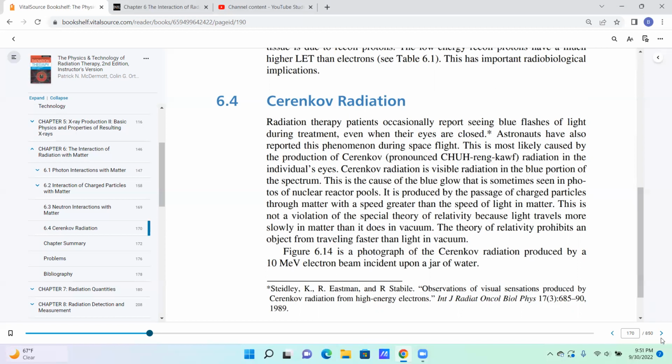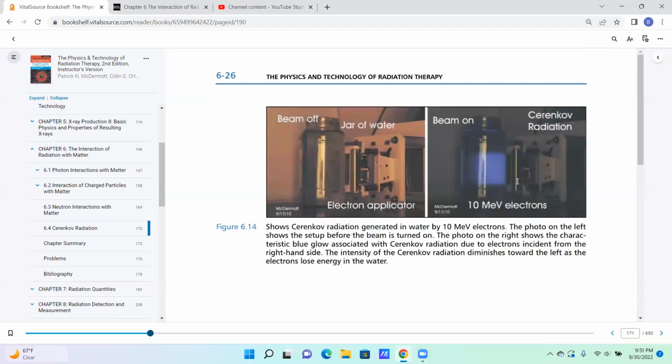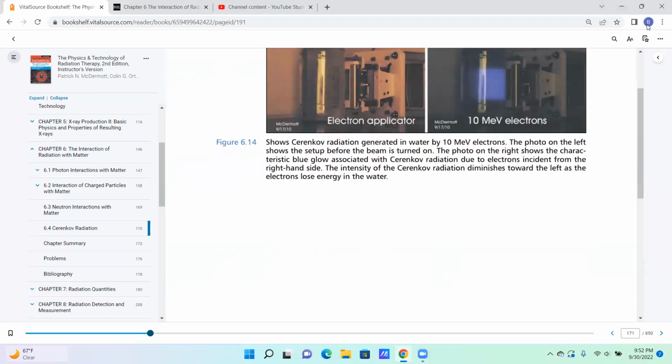And if you want to see a picture of it, this is what they're talking about. It's Cherenkov radiation in water by 10 MeV electrons. This shows the setup before the beam's turned on. This shows the characteristic blue glow associated with Cherenkov radiation due to electrons incident from the right-hand side. The intensity diminishes towards the left as the electrons lose energy in water, which is what you're seeing. It's bright over here, not so bright over here. Okay, well, that's the end of the chapter 6 lecture.